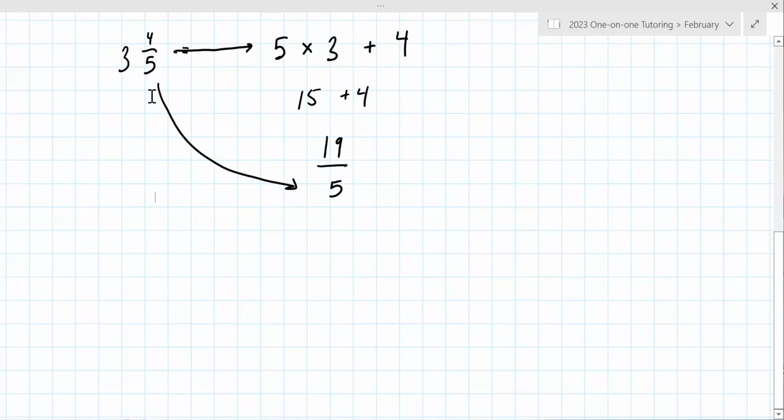Okay. So there's two parts. There's the top, and then there's the bottom. You get the top by taking this bottom number, multiplying by the number in front, and then adding the top number. Okay, you ready to try one on your own here? Yes. All right, let's go with 2 4/7. I want you to tell me the improper fraction, please.